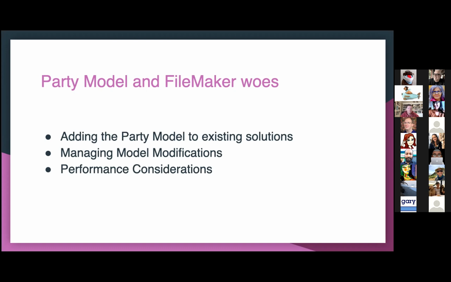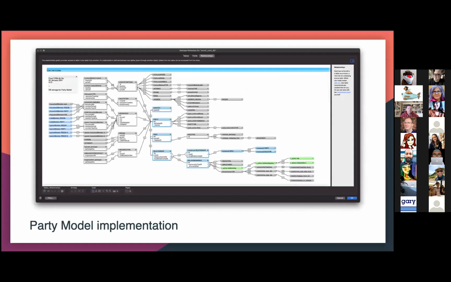But there's one other pain point, and that pain is for the user. And the issue there is performance. I'm going to go back to this graph here of our core implementation of the party model. And the thing that always stands out to me when I look at this at the start is just how long some of those relationship paths are.